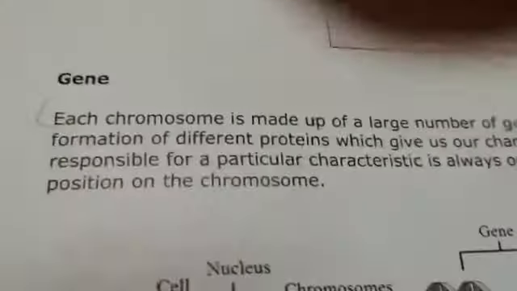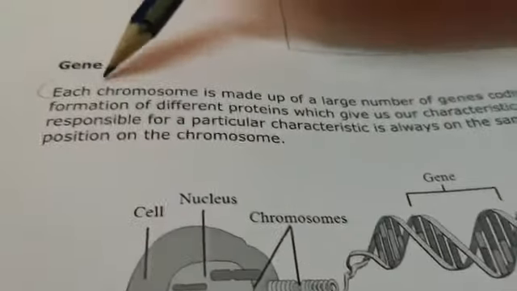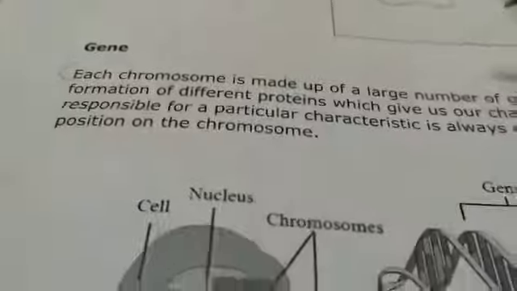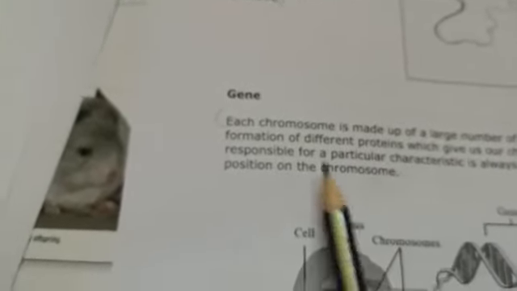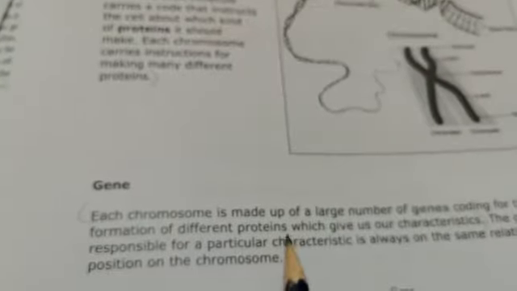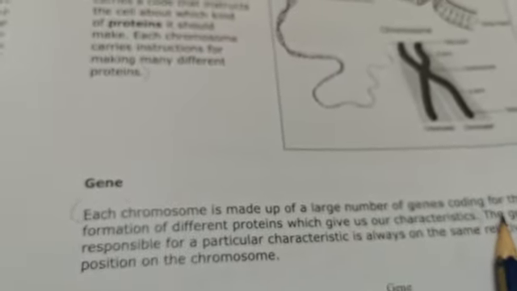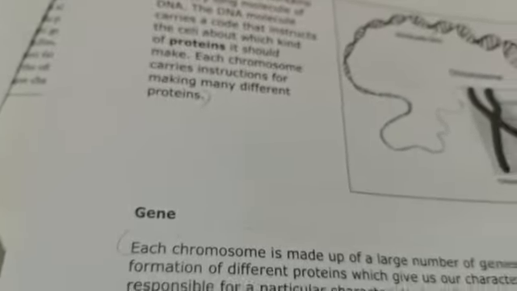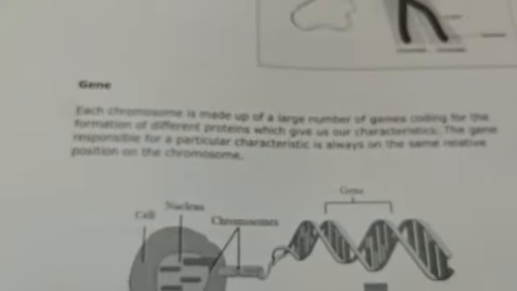Then what do you mean by a gene? Each chromosome is made up of a large number of genes coding for the formation of different proteins which give us our characteristics. As I told you before, this coding is controlling your characteristics. Depending upon this coding, your characteristics are different. The gene responsible for a particular characteristic is always in the same relative position on the chromosome.